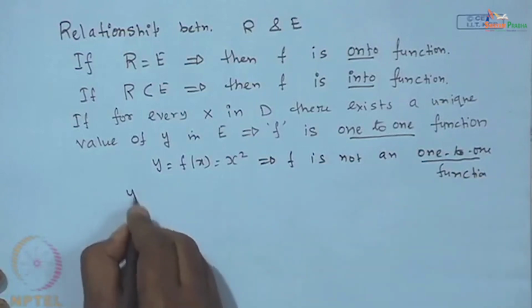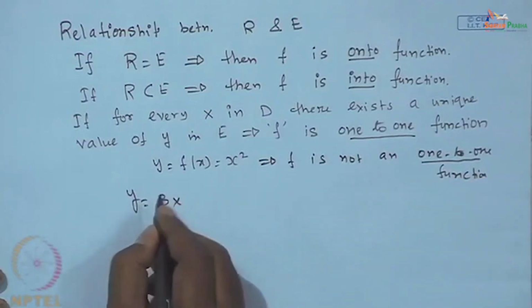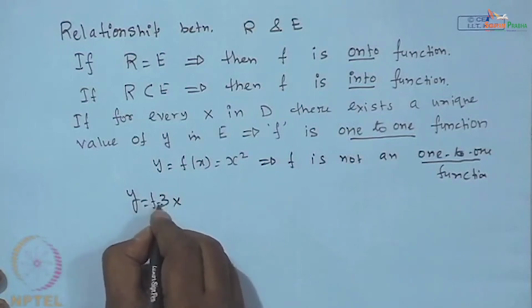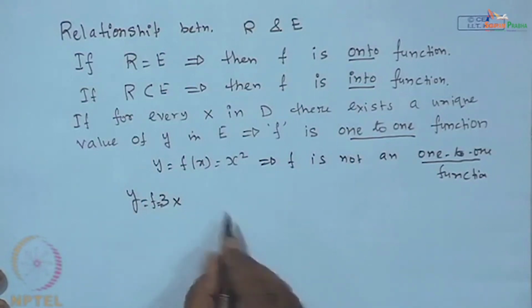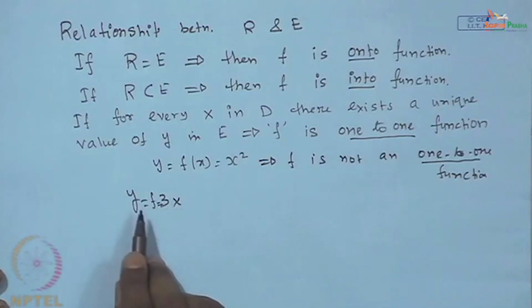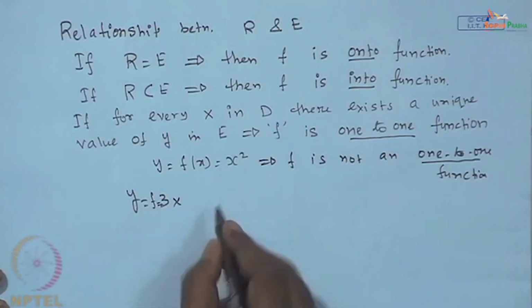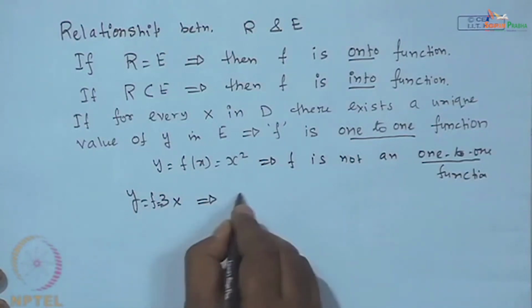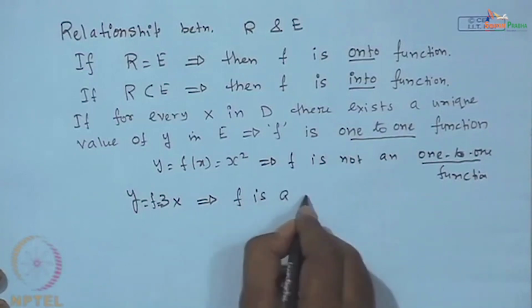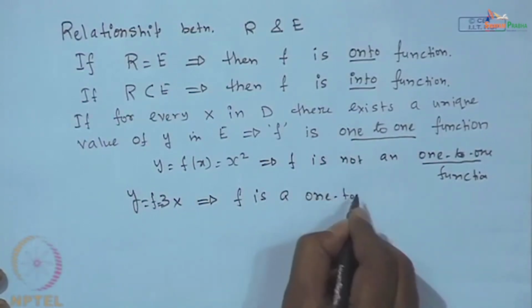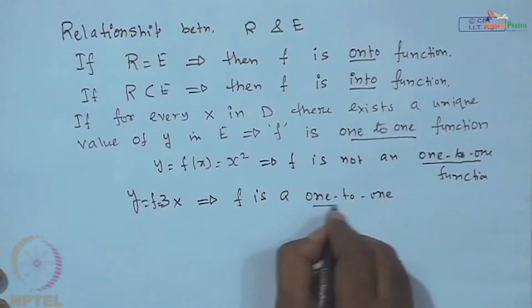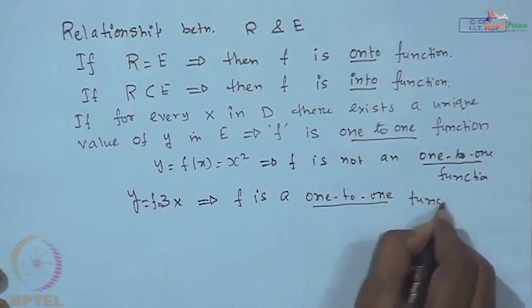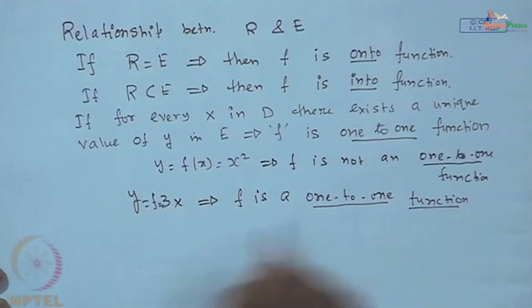On the other hand, if y is equal to f of x is equal to 3x, for every value of x there exists a unique value of y. So, in this case, f is a one-to-one function. Now, this concept will be absolutely clear if we look into some of the examples.